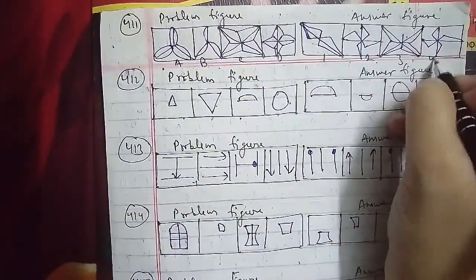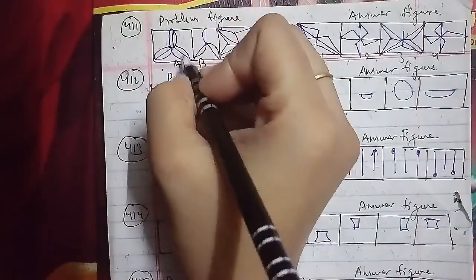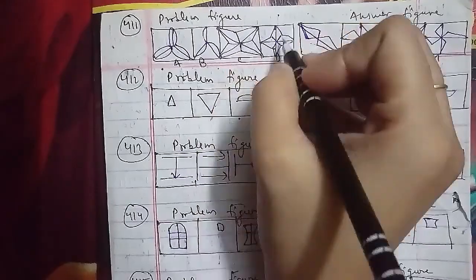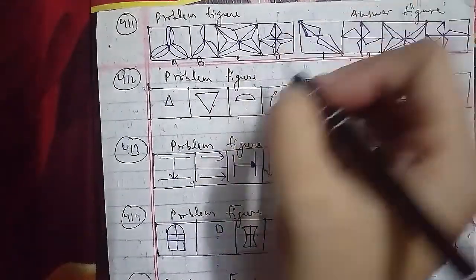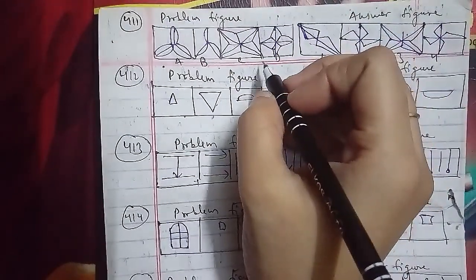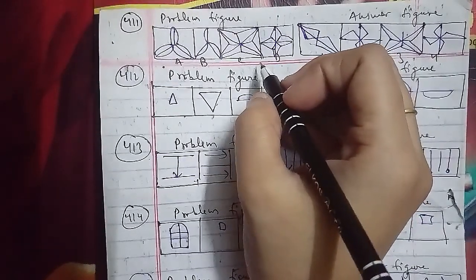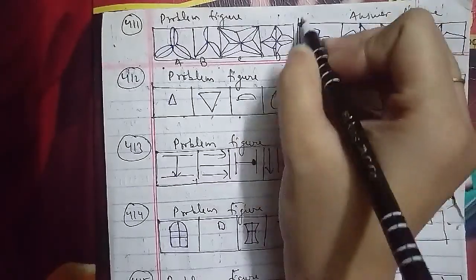Now we will go ahead with a further one. That is your 412th question of the session here. These are your problem figures and these were the answer figures as well. Here the triangle is figure A, the inverted triangle in a large way is your B, the C is your semicircle and the D is your whole circle as well. So here, as you can see, these are figures 1, 2, 3 and 4.